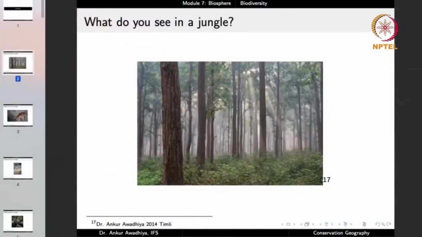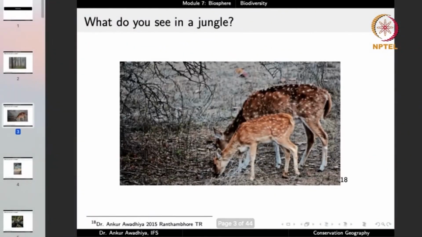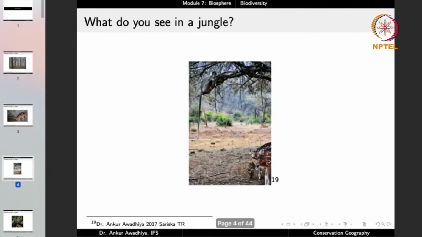Now not only that, you'll find a great amount of diversity in the case of animals. So a very common species that you'll find in our forests is the cheetal or the spotted deer. So in most of our forests, you'll find a cheetal that is, say, grazing somewhere, or it may be interacting with other species. So a very common interaction is that of the cheetal with the langur.